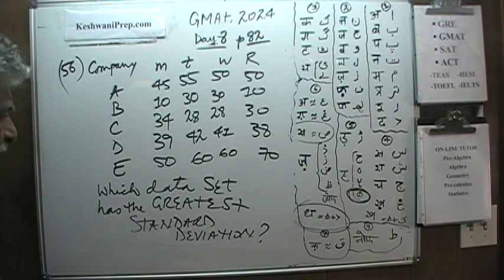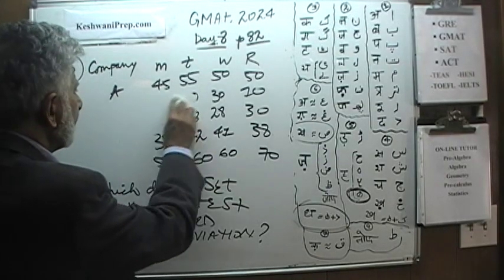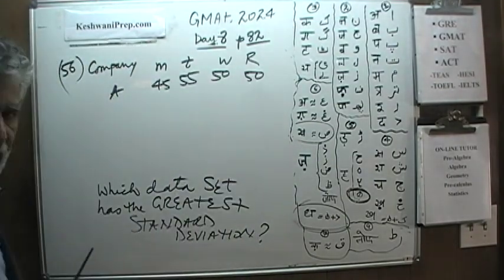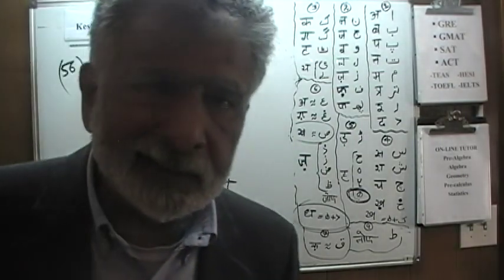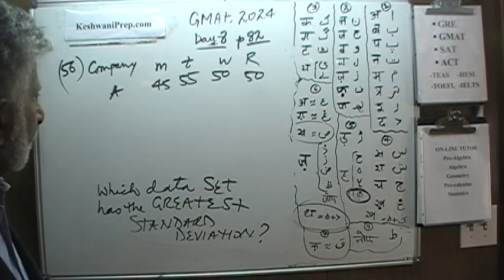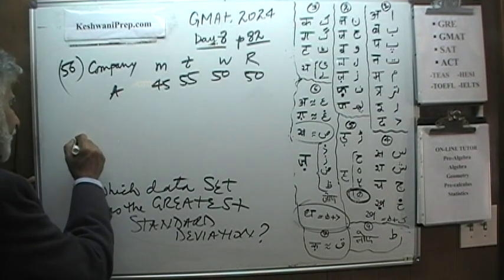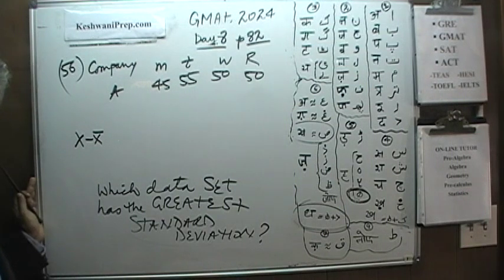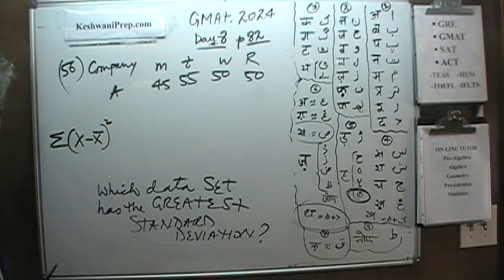Since we are looking for the greatest standard deviation, we're going to start with A, find out what the standard deviation works out to be for that one, and then keep going, eliminating anything that is lower than the one before, because we're looking for the greatest one. In order to find the standard deviation, we first have to find the deviation of each observation from the mean, then take the square of it, and then take the sum. That's what we have to do.